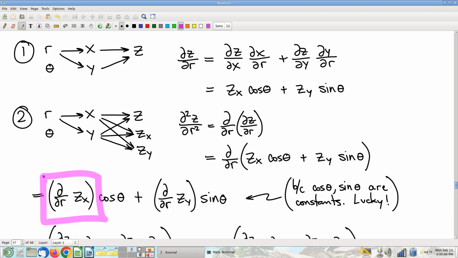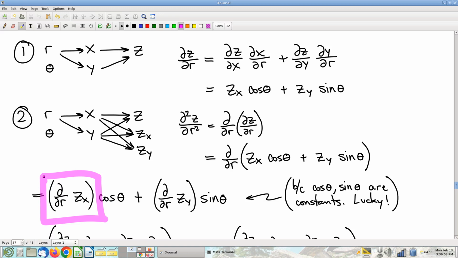Now, here's the problem. This zx here, where on my existing diagram is zx? I don't see it there. So how can I take a derivative of something if it's not on the diagram? What are the intermediate variables? Is z an intermediate variable? Is zx a function of z? How does it fit in? How does it relate to the other variables? It's not on my existing diagram.